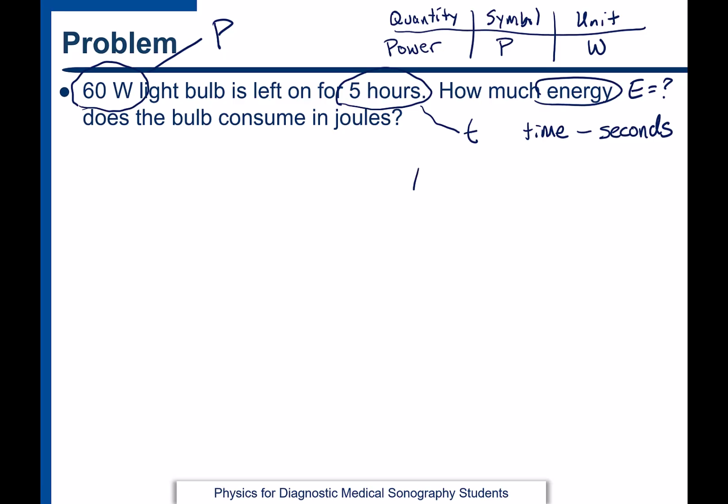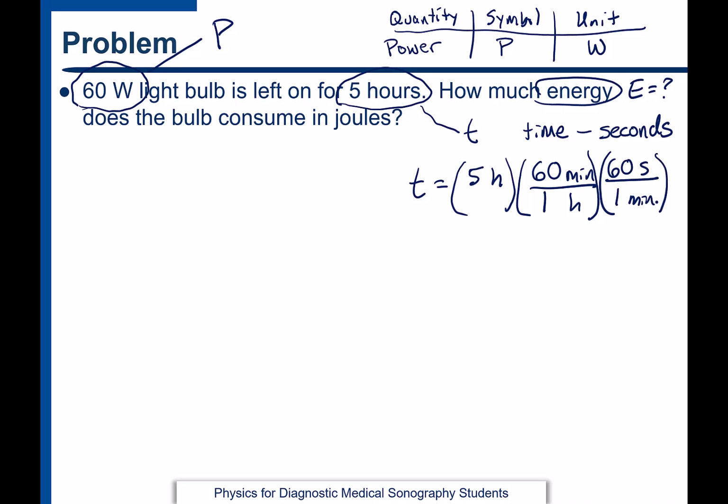So the first thing I might do is just take my time. I've got 5 hours, and let's go ahead and do our unit conversion. We know there's 60 minutes in 1 hour, and we know there are 60 seconds in 1 minute. So hours cancels with hours, minutes with minutes, and if I just multiply that out, I'll get the time in seconds, and you'll notice that we get 18,000 seconds. Okay, so now I've got the time in the correct unit.